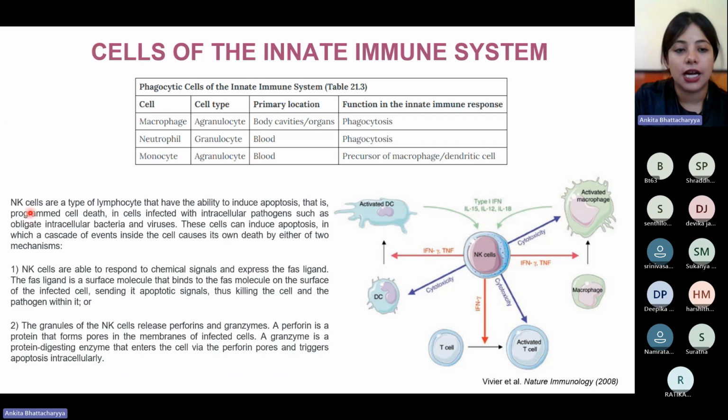So NK cells are a type of lymphocytes that have the ability to induce apoptosis, that is programmed cell death, in cells infected with intracellular pathogens such as obligate intracellular bacteria and viruses. These cells can induce apoptosis, in which a cascade of events inside the cell causes its own death by either of two mechanisms. So what did we understand here? NK cells are majorly responsible for tackling intracellular pathogens. In particular, it mentions two examples: intracellular bacteria or viruses, which are able to enter into the cell.